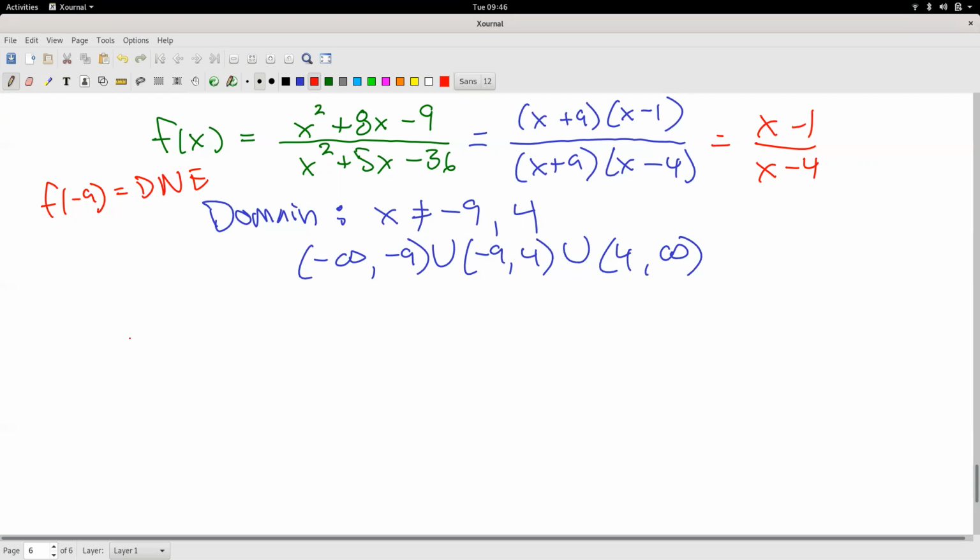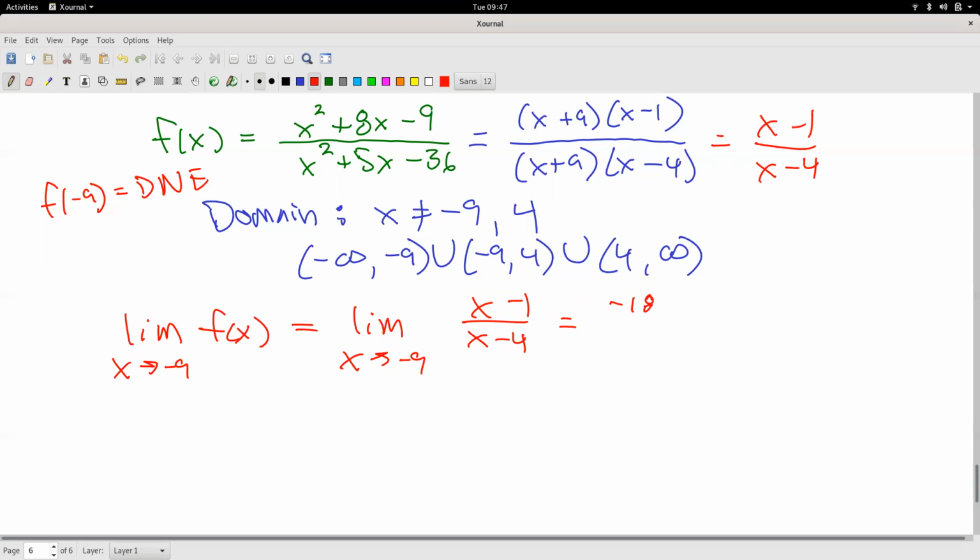However, according to that part right there, if I take the limit as x goes to negative 9 of my function f of x, that's equivalent to the limit as x approaches negative 9 of that new version. And our limit laws say if the limit of the numerator exists and the limit of the denominator exists and they're non-zero, then the whole limit exists. And so it looks like I get what? Negative 10 over negative 9 minus 4 is what? Negative 13. So it looks like 10 thirteenths is the limit, even though the function at negative 9 does not exist. Right, so this function is discontinuous.